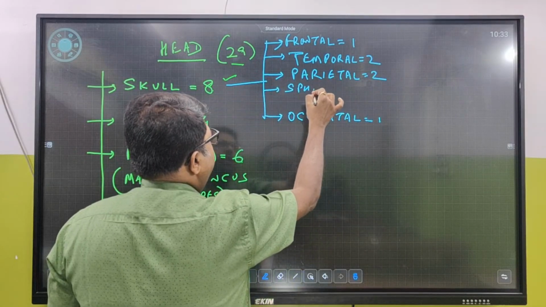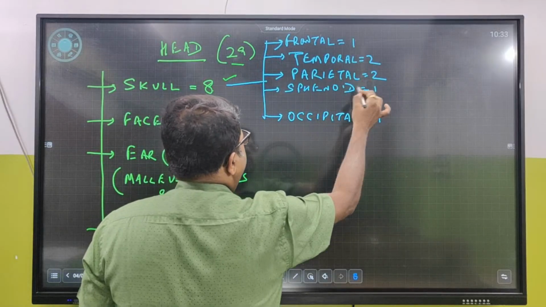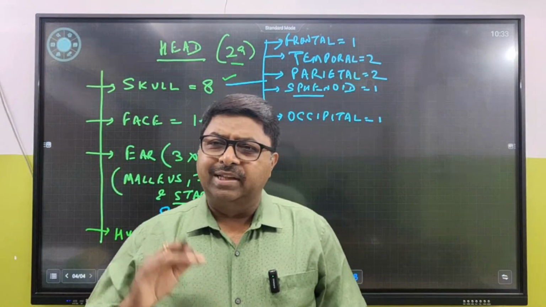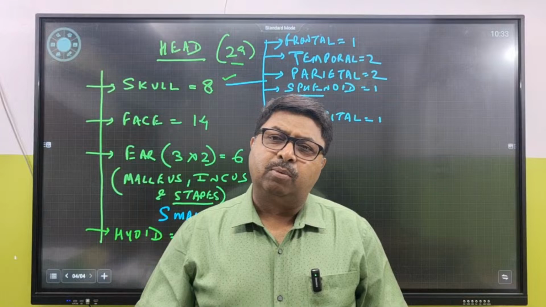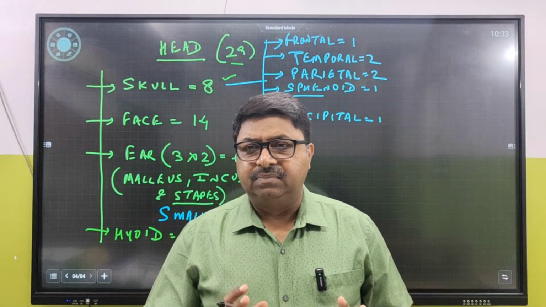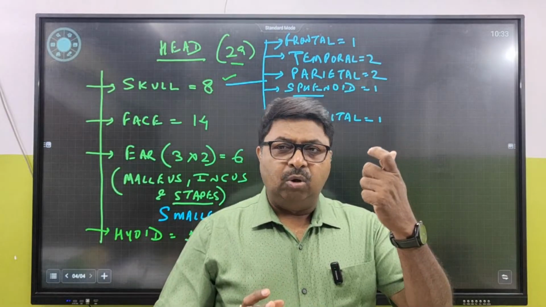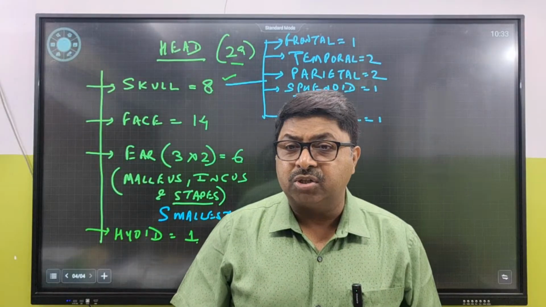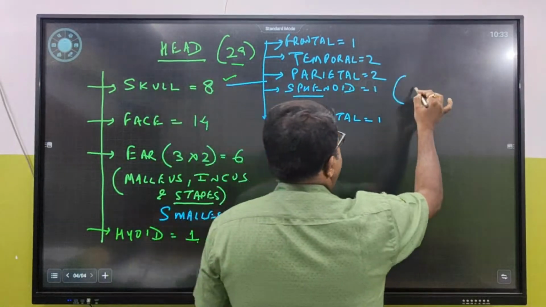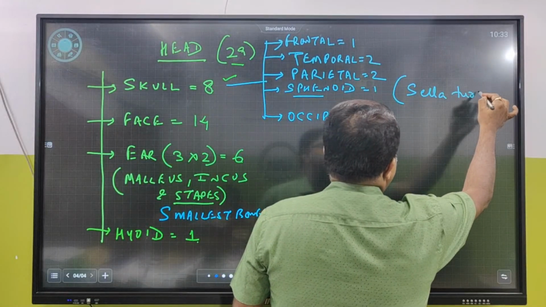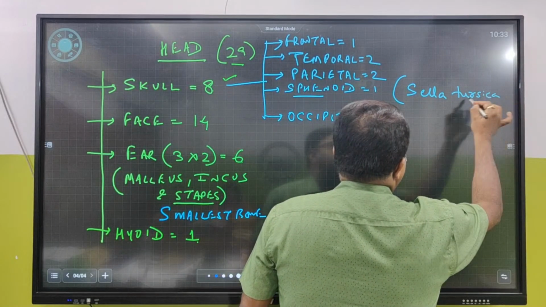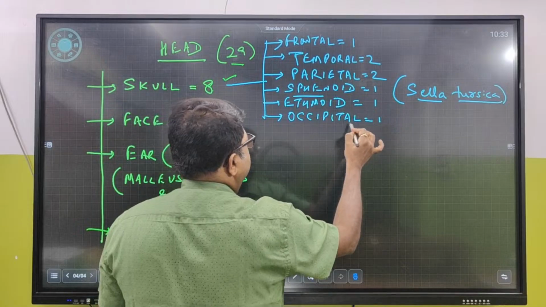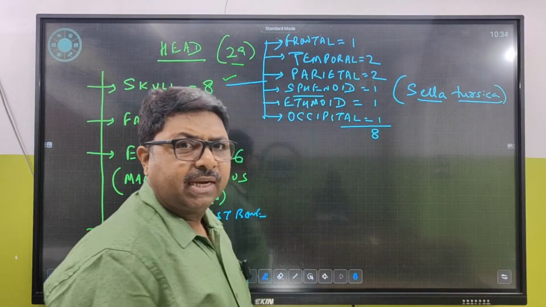The next one is sphenoid. It is only one bone. And why is sphenoid important? Sphenoid bone has a depression inside it, and the depression is called sella turcica. Inside this depression, the pituitary gland is housed. So the location of the pituitary gland is the sphenoid bone, and the depression of the sphenoid bone is called sella turcica, where the pituitary gland lies. And the last one is called ethmoid. It is also one bone. So that makes 8 bones inside the skull.